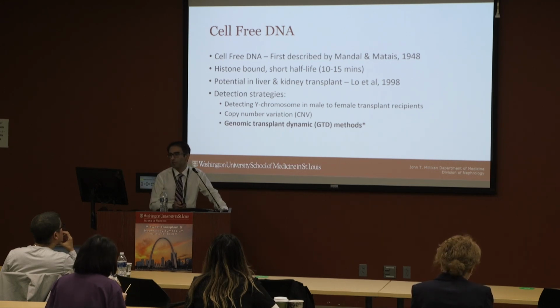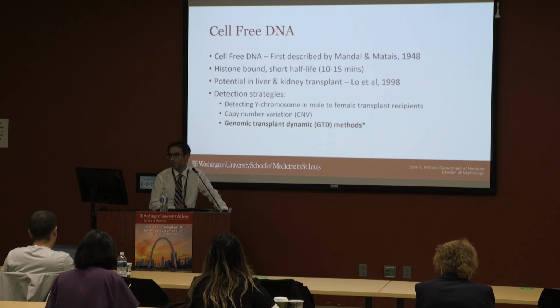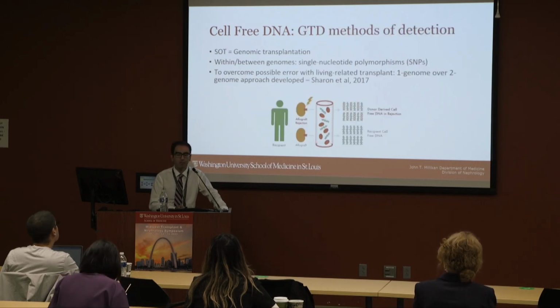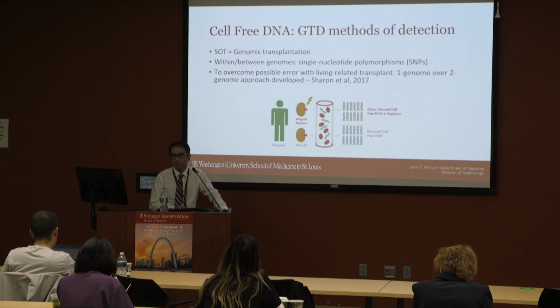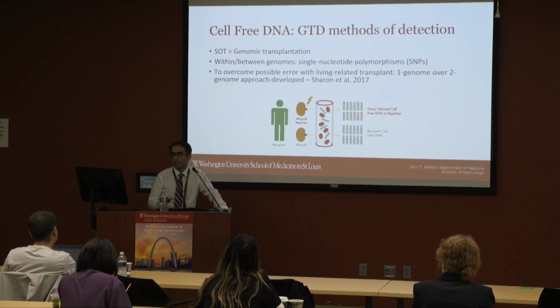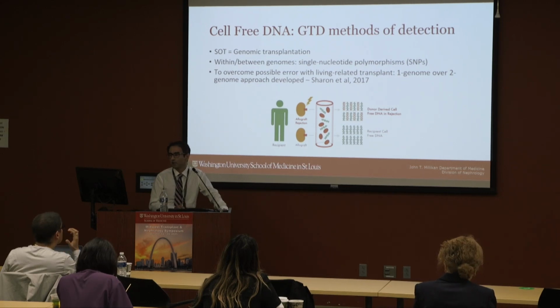DNA from person A to person B. But the one that's commonly used for most commercially available assays is genomic transplant dynamic methods. And what GTD methods really is, it exploits the fact that solid organ transplant is effectively a genomic transplant. And within and between those genomes lie single nucleotide polymorphisms in key regions of the genome that can help us distinguish one organism from another. That's still prone to computational error because in a living related transplant there may be similarities at key loci. So in 2017, Sharon and colleagues actually proposed a mathematical model that eliminates that dependence on the two genome approach and has made this computationally more accurate.